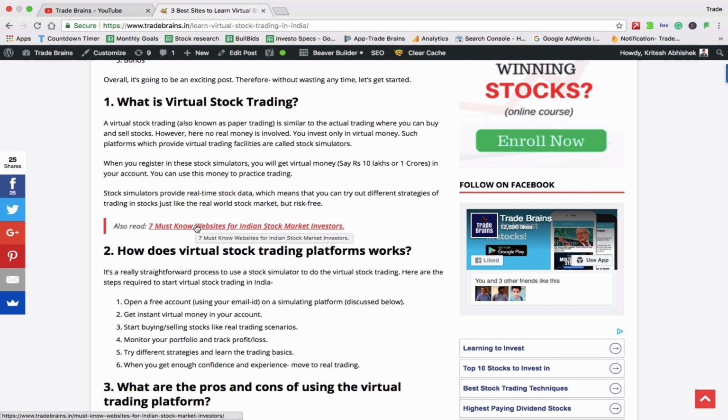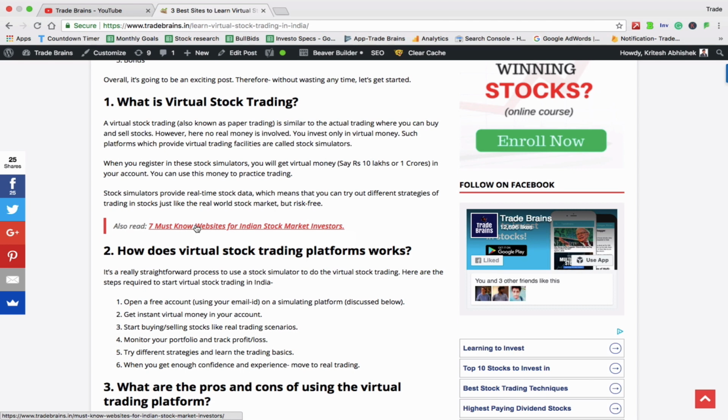Now the first is, what is a virtual trading platform? It is the same as a real trading platform, but the only difference is that here you do not use real money, you use virtual money. So let's say you get registered on any virtual trading platform, they will provide you some virtual cash, let's say 10 lakh or 1 crore, and you can use that money to buy and sell stocks.